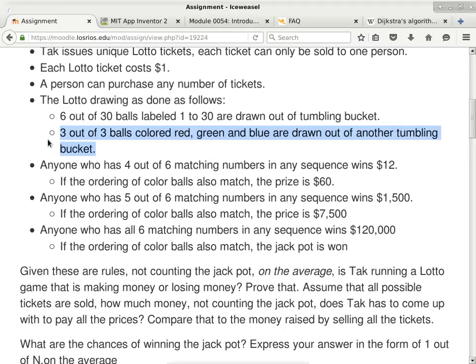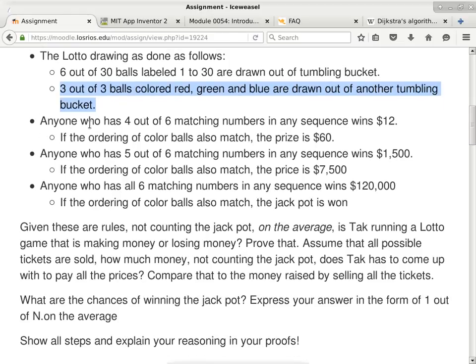So the way people win money is like this. Anyone who has 4 out of 6 matching numbers in any sequence wins $12. If the ordering of the color balls also matches, the prize is up to $60.